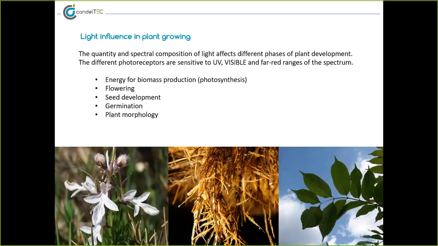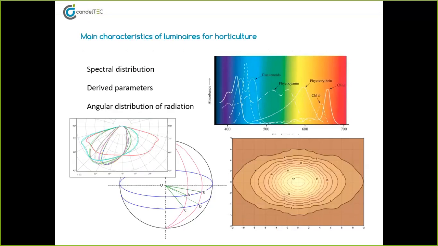For instance, photosynthesis, the use of energy for biomass production, flowering, seed development, germination, and plant morphology. The different actions mentioned are dependent on the presence of light with different spectral distribution. In some cases, the key factor is the ratio between different spectral ranges. For instance, the relationship between the quantity of red and far red in the light. The spectral interval of interest is wider than the visible, including UV and far red irradiation.